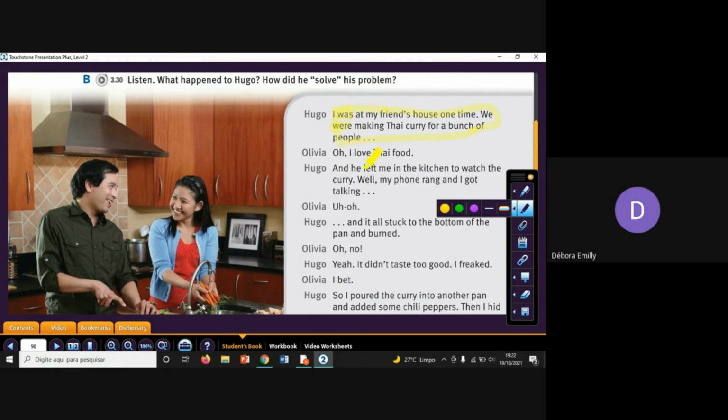Left. Left. Qual é a forma do presente de left? Leave. Leave, deixar, não é? Então, left, deixou no passado. What else? Rang. Qual é a forma do presente de rang? Ring. Yes, ring. Tocar, não é? E rang, tocou. Qual mais? Got. What is the present form of the verb got? Get, perfect. Aqui no sentido, I got talking, eu fiquei falando, não é porque get é conseguir, obter, não é? Aqui então, eu fiquei falando, conversando. I got talking, right? Perfect.